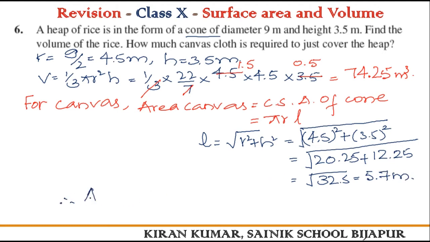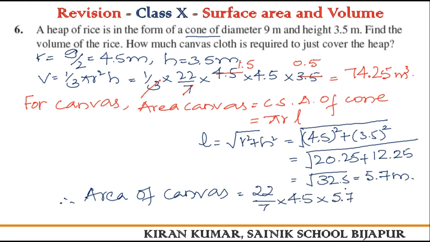Therefore, area of canvas required will be equal to pi value 22 by 7 into r value 4.5 into l, 5.7. On simplification, we get 80.61 meter square. So approximately 80.61 meter square of canvas is required to just cover the heap.